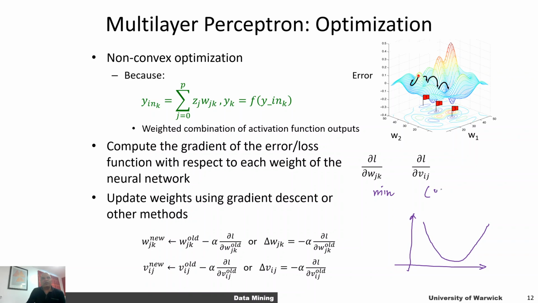So you have this error function over here. I'm just going to copy it over. It's going to be y_ki minus t_ki, squared, summed over k and over i.